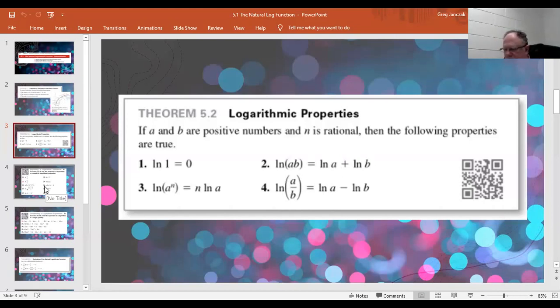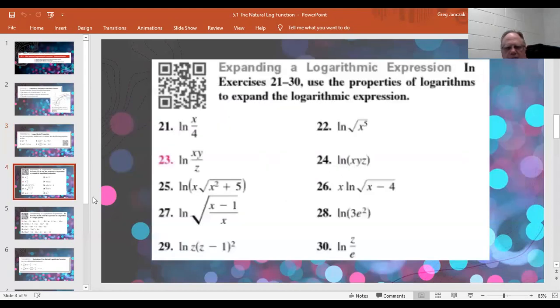So let's take a look at some problems. In exercises 21-30, use the properties of logarithms to expand the logarithmic expression. And we're going to take a look at problem number 27. So I'm just going to write this down here. And we have a natural log of the square root of x minus 1 over x. All righty. And so we'll switch to the board.